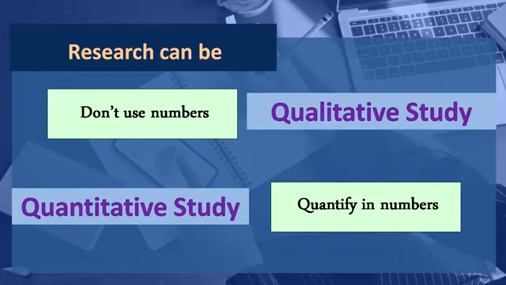On the other hand, we have quantitative studies. Here everything we are measuring. We measure everything in numbers. We'll quantify the behavior. We'll quantify the effects. We'll quantify the impact. We'll quantify everything here. Quantification is based on percentages, frequencies, averages, standard deviation. You'll find many terms associated with quantitative studies.